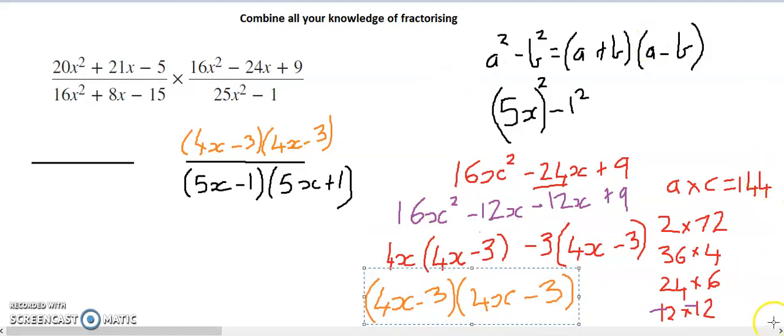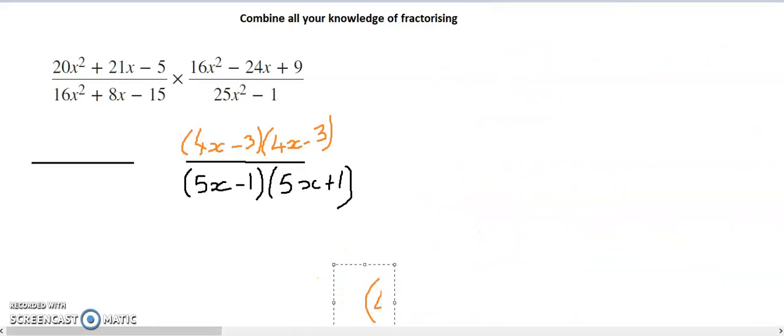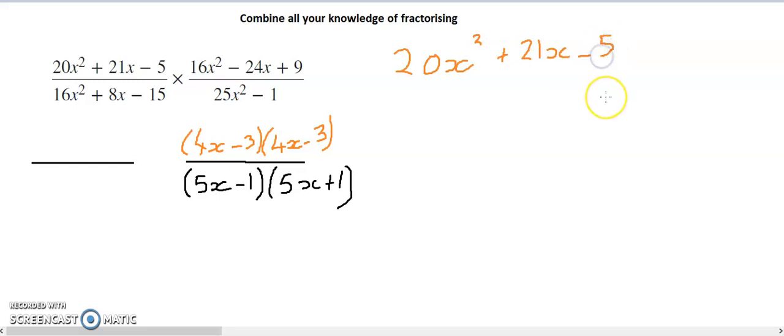Now, I'm just going to make some space over here and delete all our working out so we can do the other half of our question. Now, the next one I'm going to do is 20x squared plus 21x minus 5. So again, I want to think about what is A times C. So A is 20 and C is negative 5, so negative 5 times 20. So we are wanting our two numbers that times together to equal negative 100.